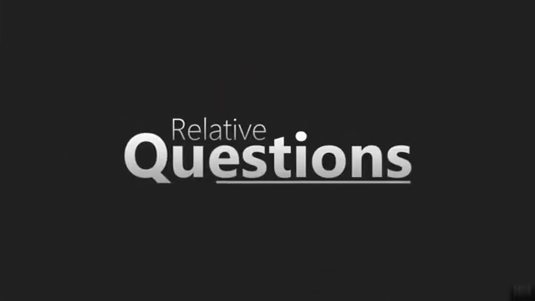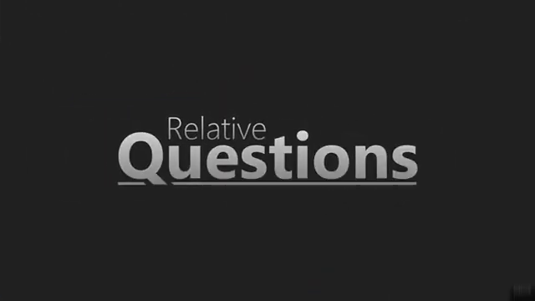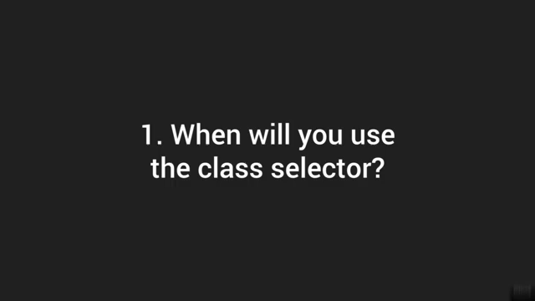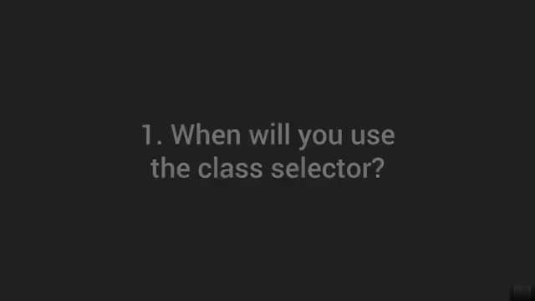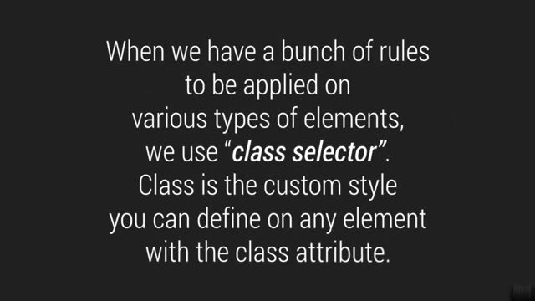Now let's talk about a relative question. The question is, when will you use the class selector? As we discussed, when we have a bunch of rules to be applied on various types of elements, then we use the class. Class is basically the custom style you define on any element with the help of the class attribute.